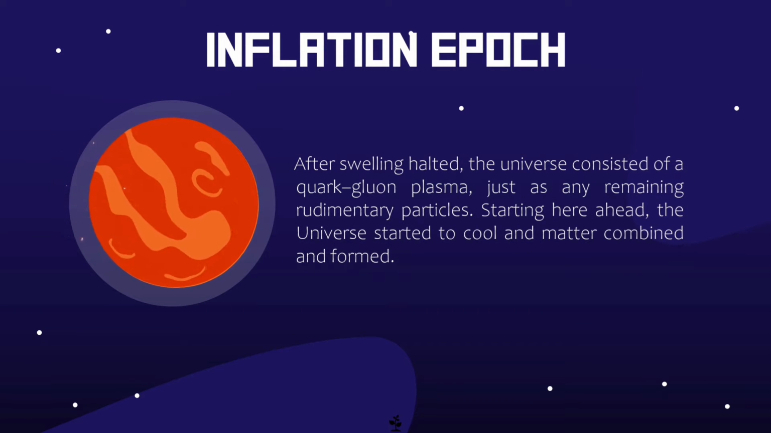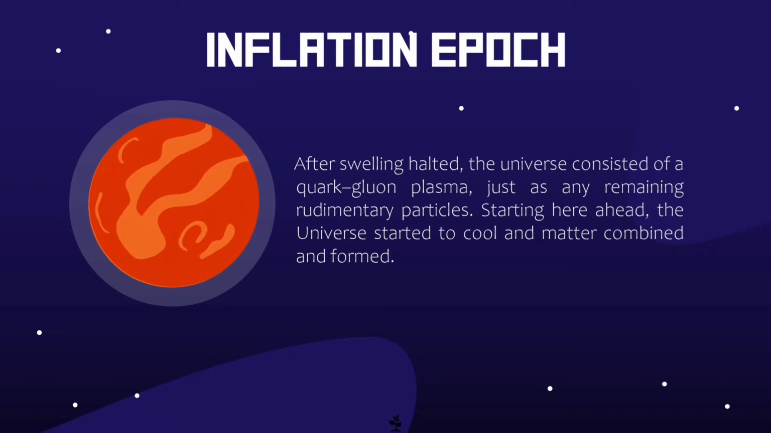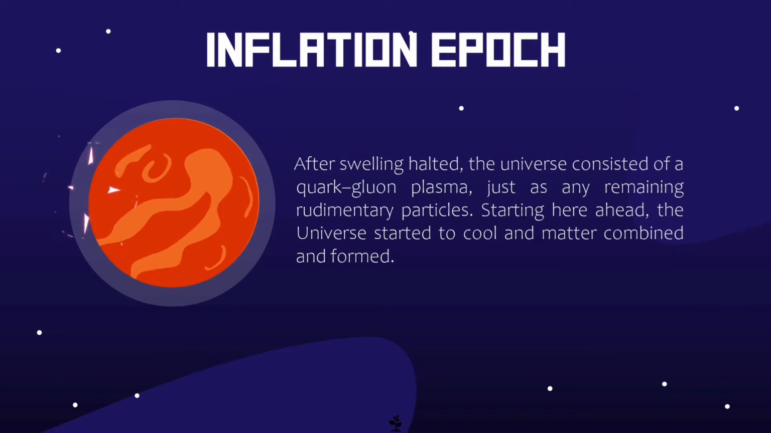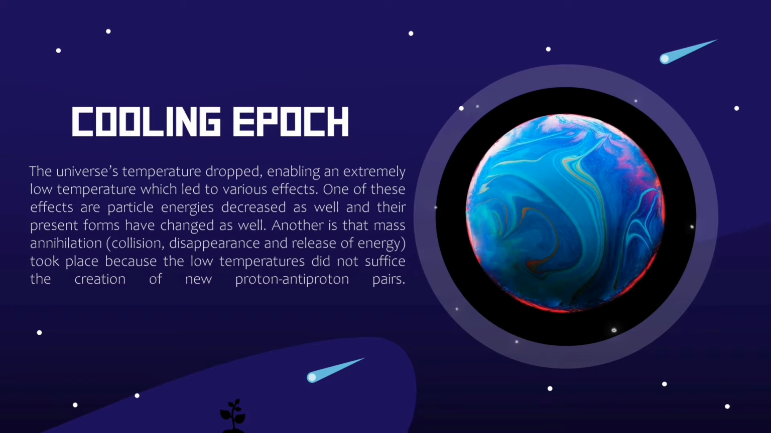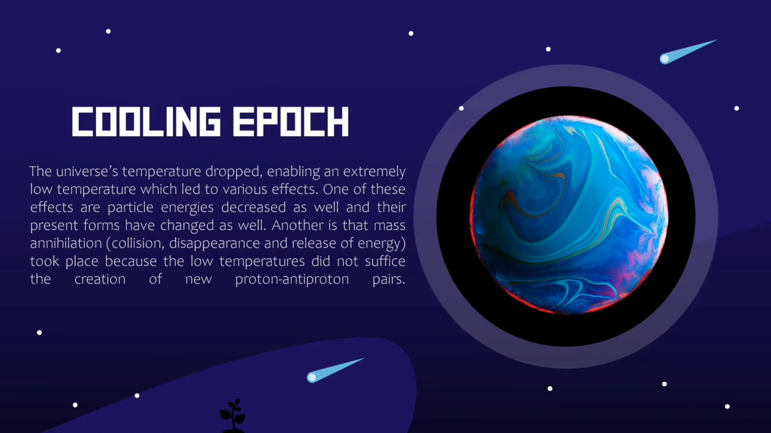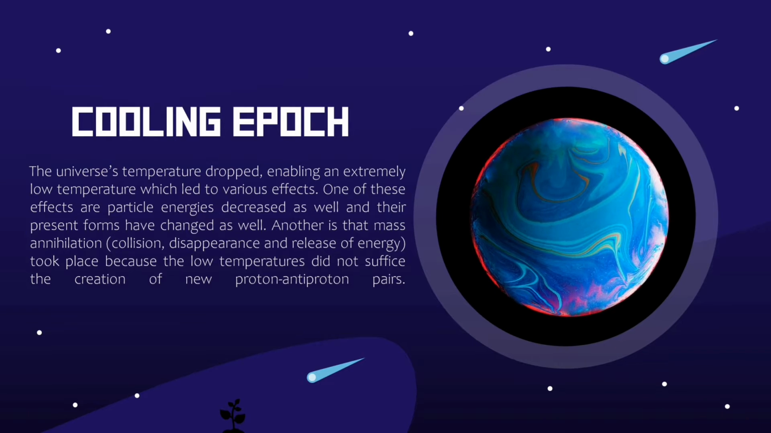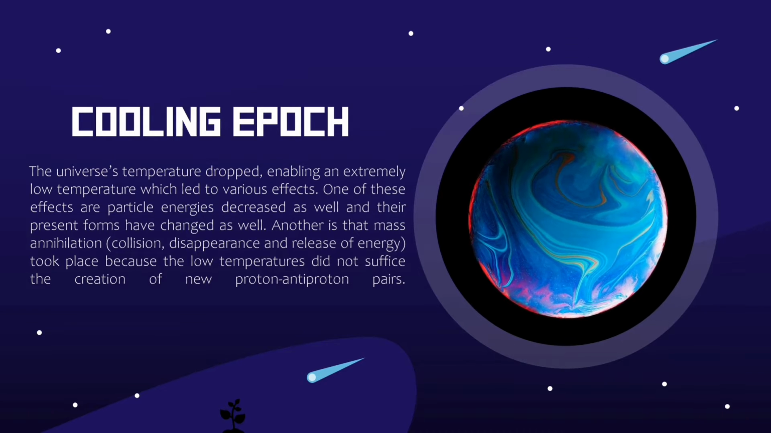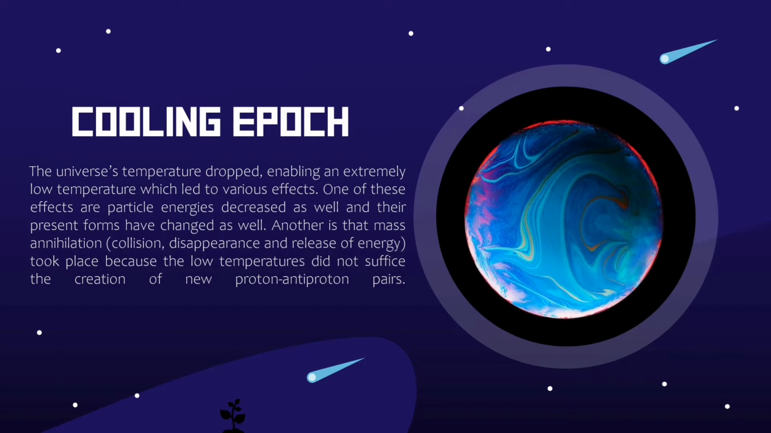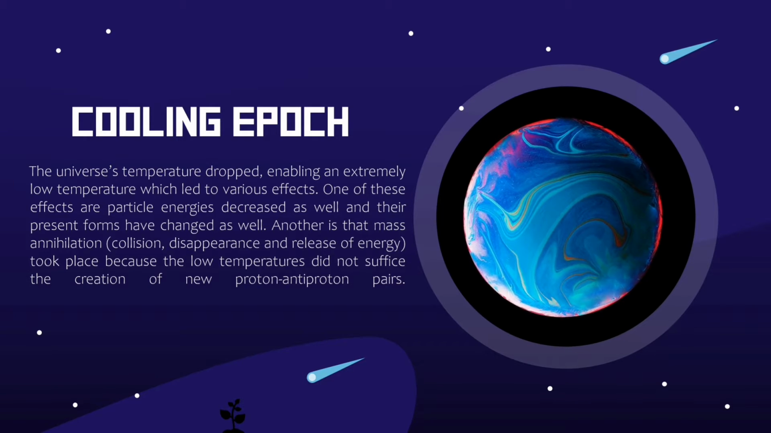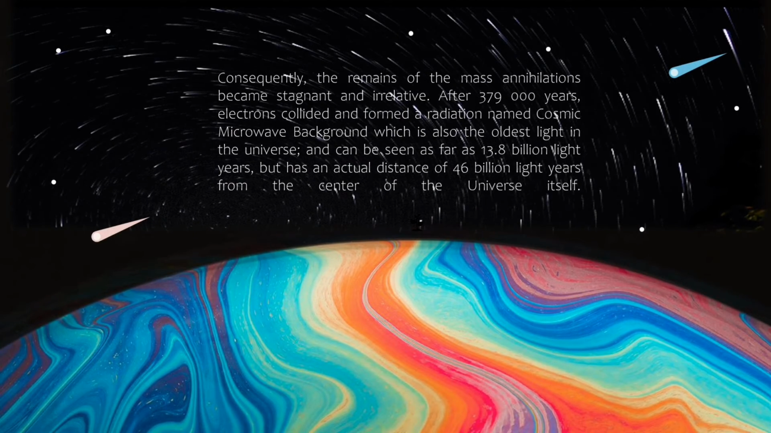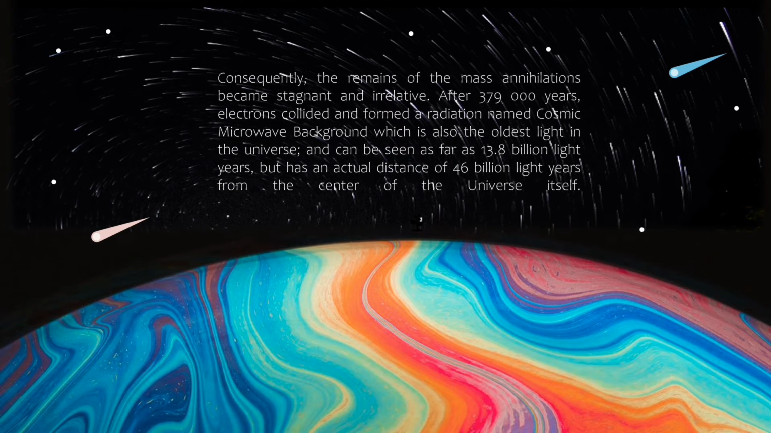After swelling halted, the universe consisted of a quark-gluon plasma, along with any remaining rudimentary particles. Starting here, the universe started to cool and matter combined to form. The universe's temperature dropped, enabling an extremely low temperature which led to various effects. One of these effects is that particle energies decreased as well and their present forms have changed. Another is that mass annihilation took place because the low temperatures did not suffice for the creation of new proton-antiproton pairs. Consequently, the remains of the mass annihilations became stagnant and irrelevant.